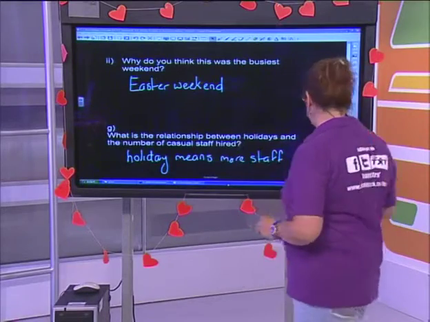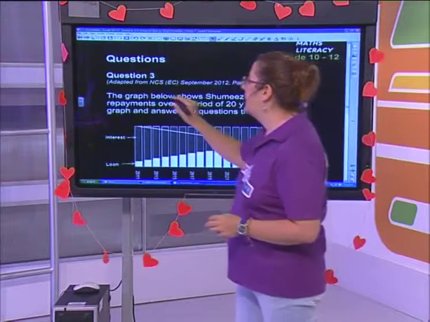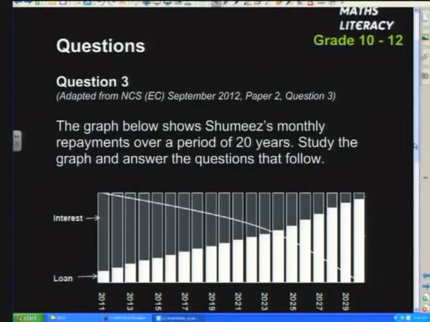Okay, guys. So welcome back. So we've done this question. Let's move on now to question 3. It's adapted from the NCS. I don't have a pen. Let's get a pen. It's adapted from the NCS, the Eastern Cape, September 2012, paper 2. This is from their prelim paper, and it is question 3.